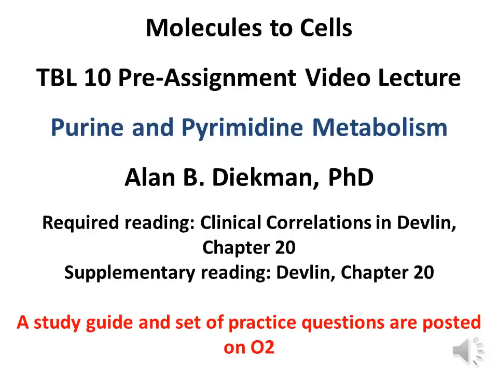This is the pre-assignment video lecture for TBL 10, Purine and Pyrimidine Metabolism, presented by Lecture Diekman. The required reading is the clinical correlations in Devlin Chapter 20. A number of the clinical correlations are going to be highlighted during this lecture. However, you need to take a look at all the clinical correlations in Chapter 20. The supplementary reading is the entire Chapter 20. A study guide and a set of practice questions are posted on O2.